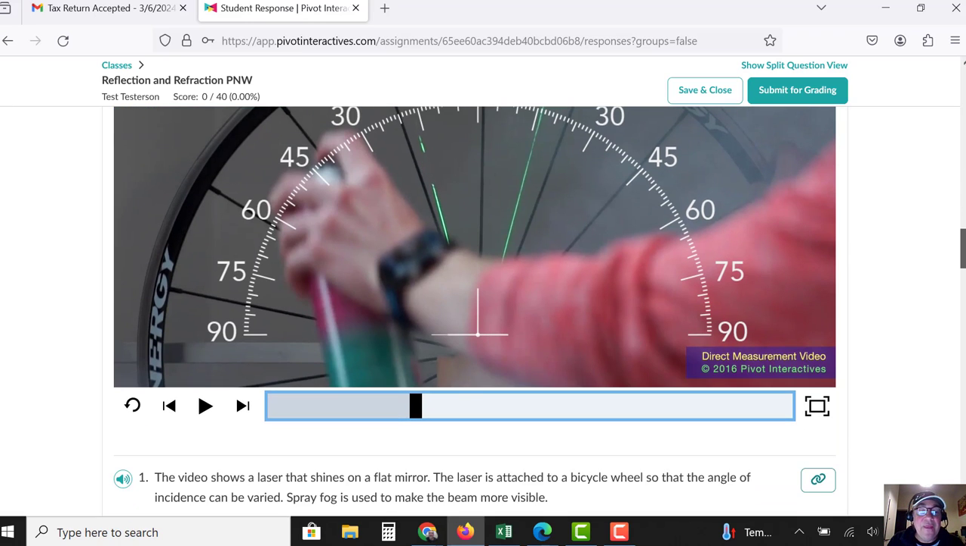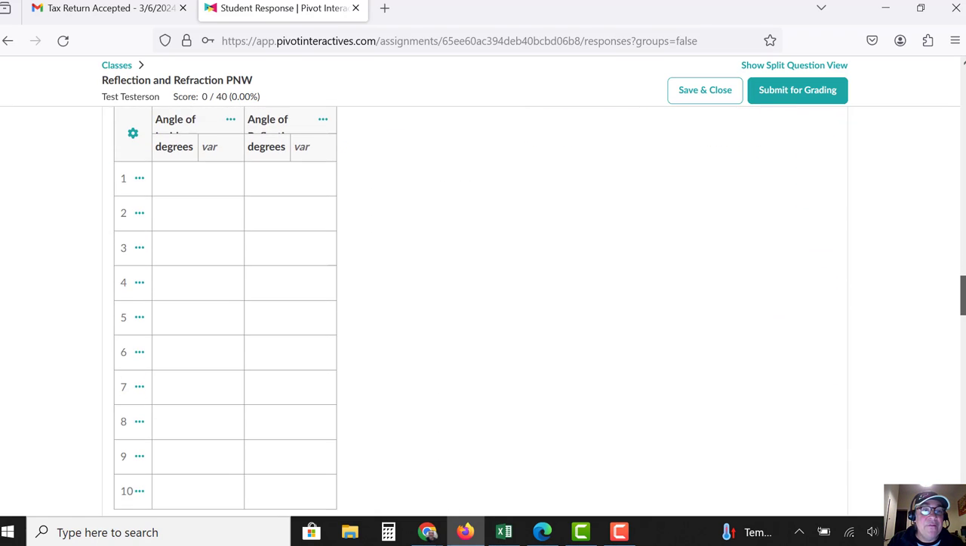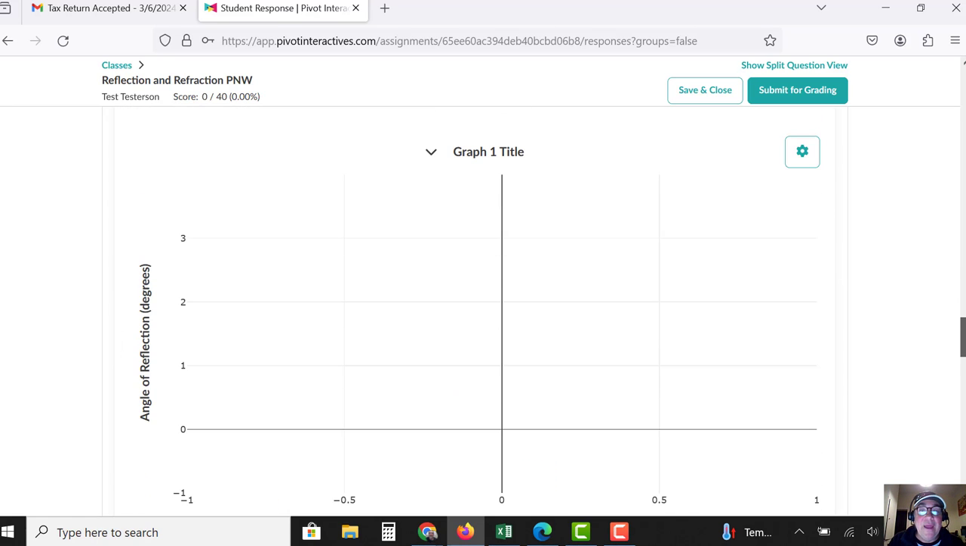Okay, so play around with that a little bit, and you have the protractor to work with, and you'll be able to record these things. So angle of incidence goes here, angle of reflection goes here, get at least 10 measurements. And when you do that, you'll build a nice graph, and you'll be able to see how the angle of reflection and the angle of incidence are related to each other. You already have an idea, and from class you know that those really should be equal to each other, so you should get a nice line here.